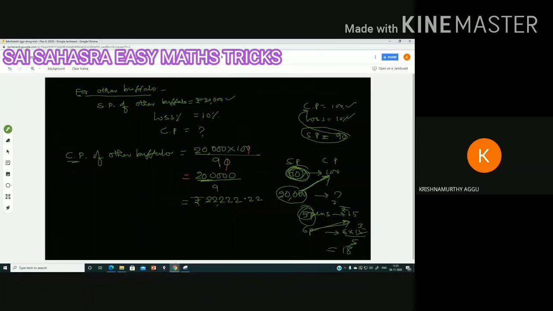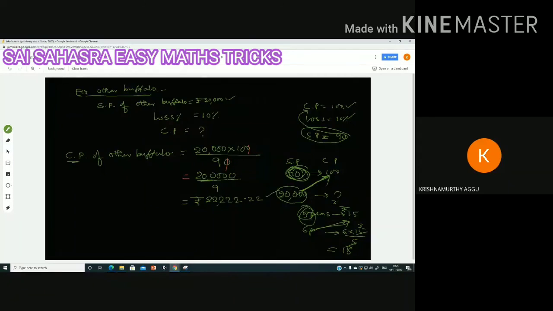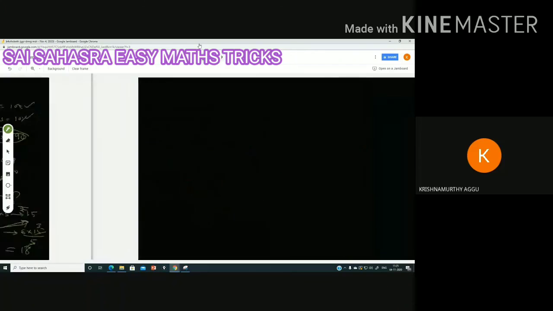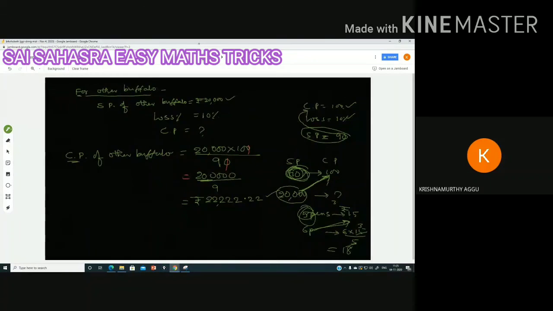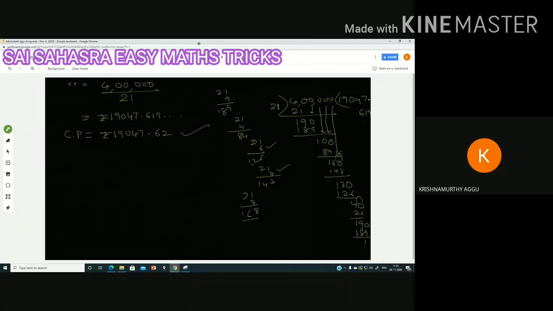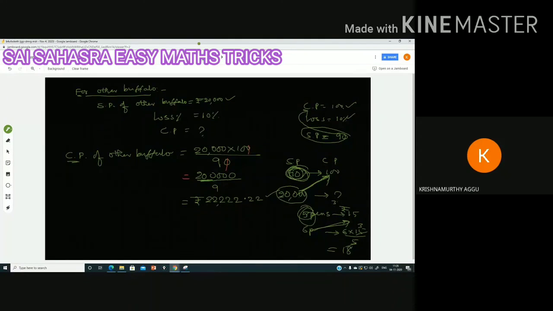The cost price of the first buffalo you got here. This is the cost price of the second buffalo. For the overall cost price, the combined selling price we found already. In the same way, now the first buffalo cost price is there, the second buffalo cost price is there. Let me write the combined cost price. The first buffalo cost price is how much? 19,047.62 plus the second buffalo cost price, 22,222.22.